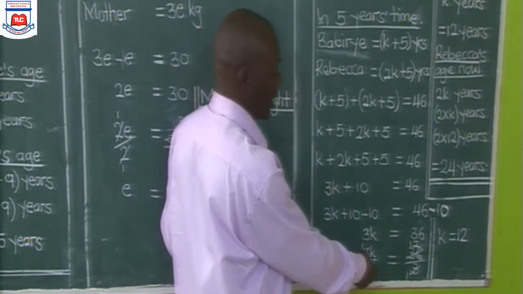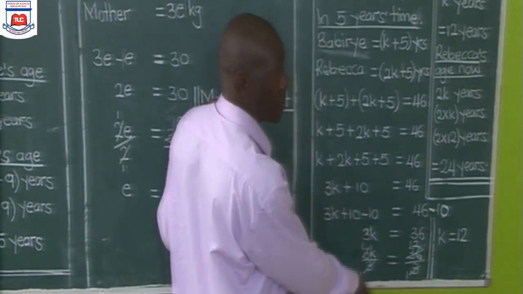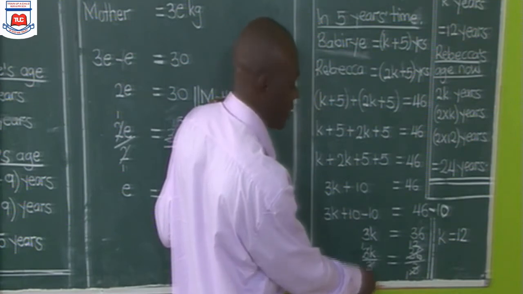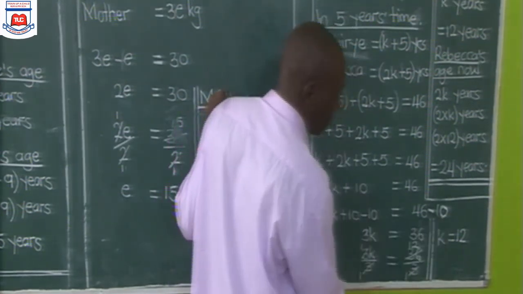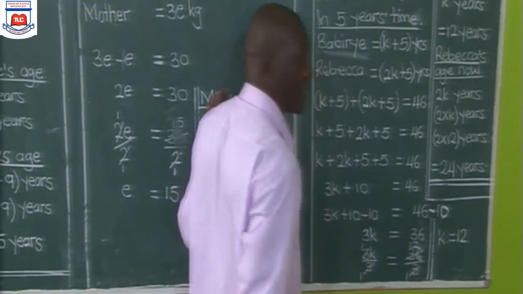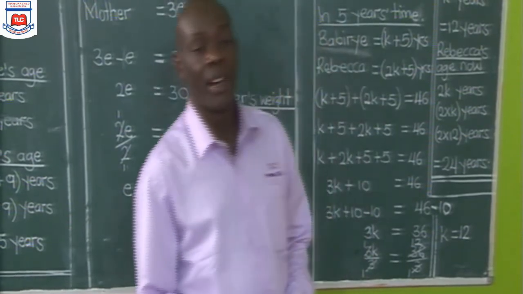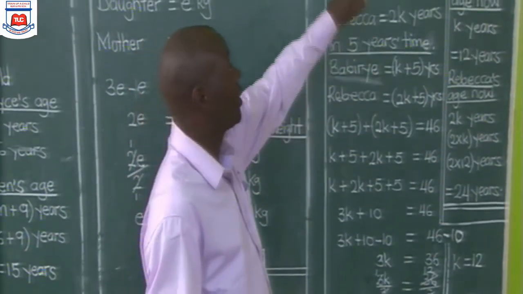And so 3K divided by 3 equals 36 divided by 3. Cancellation is effected to divide by 3. That's 3 divided by 3. Once 3K divided by 3, you get a K. Then 36 divided by 3, you get 12. Say that K is equal to 12. And that's not all. Remember to answer the question through substitution at last.